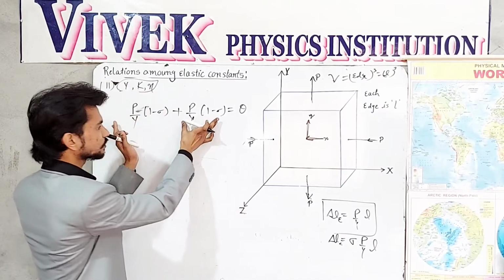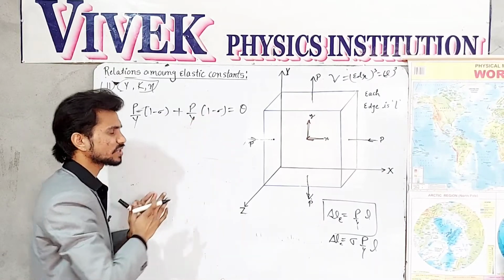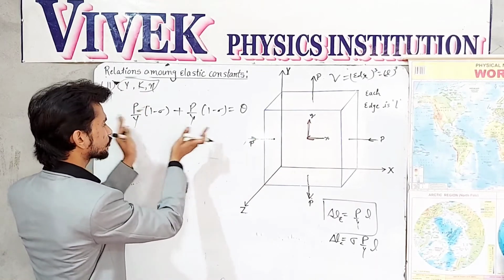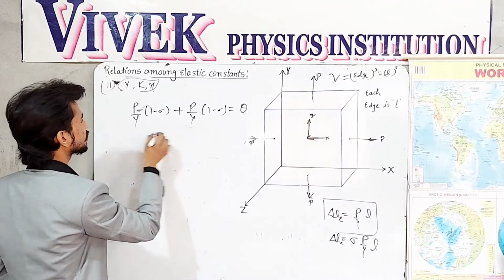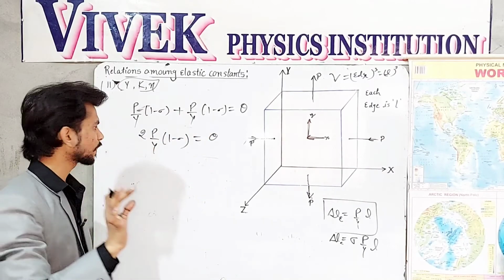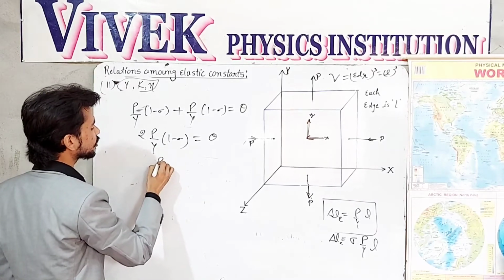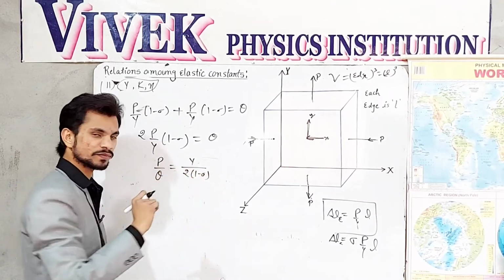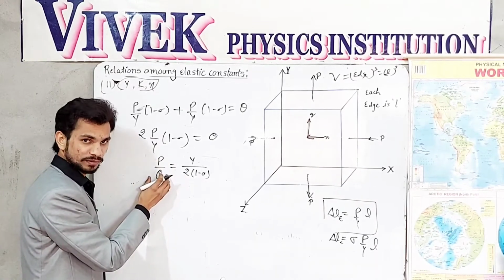So due to these two perpendicular strains, one along the x-axis and another along the y-axis, there is a shear strain which is created. So the complete contribution of these two longitudinal strains generates the shear strain. Okay, so I can make use of both. This is 2P over Y times (1 minus sigma), which equals theta. Now you can rearrange the terms. I am taking it as P over theta equals Y over 2 times (1 minus sigma).